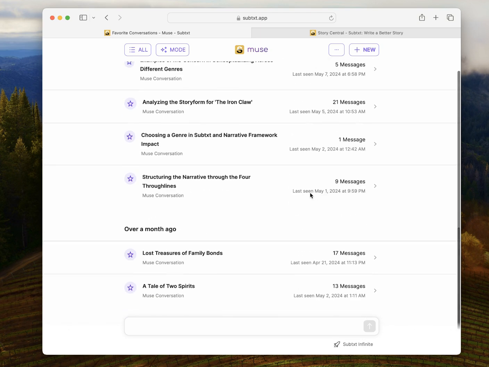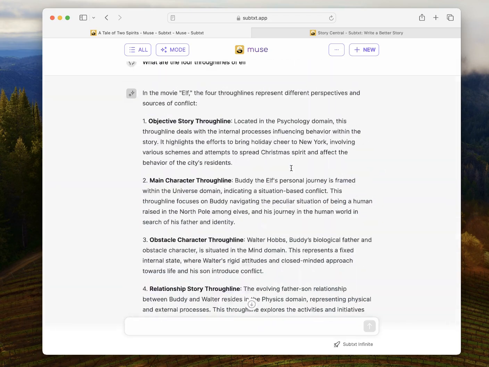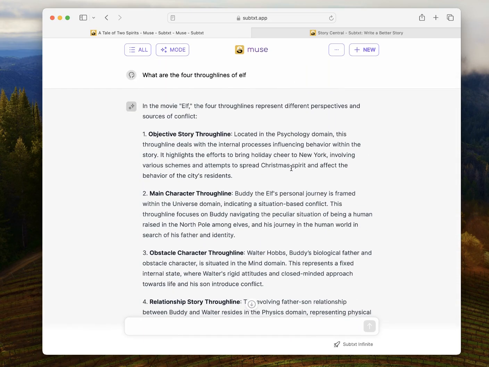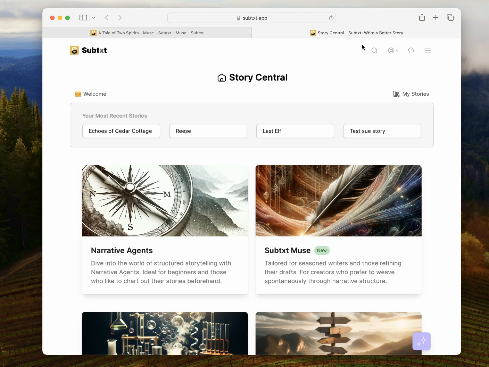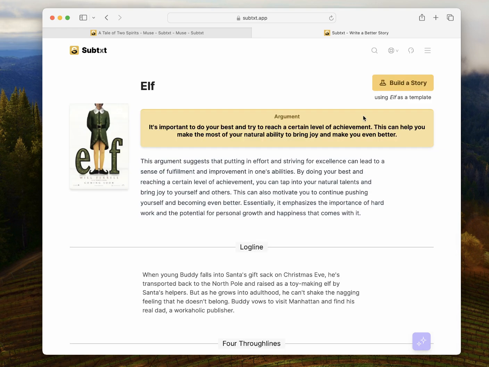So if I go down here at the very bottom, Tale of Two Spirits, that's what I was doing. I'll go to the very top here, and just to go over it briefly, just so you can see where I landed at the end of this conversation. I just asked simply, what are the 4 throughlines of Elf? So in Subtext, if I go in here and I say Elf, then I can jump right here and I will see the story form and all the specific thematic elements that go into making Elf.